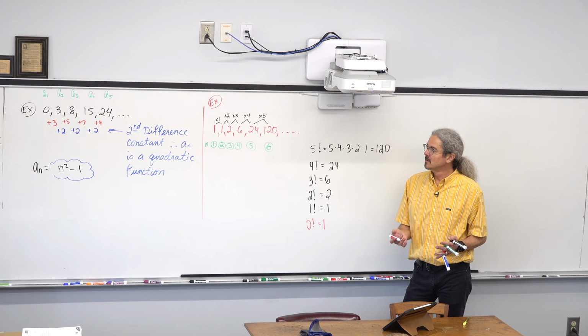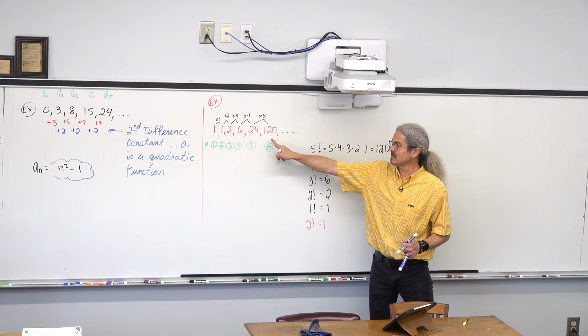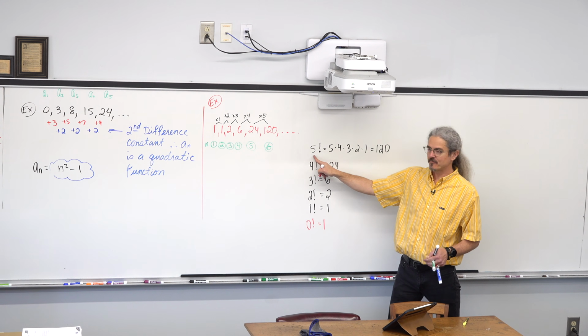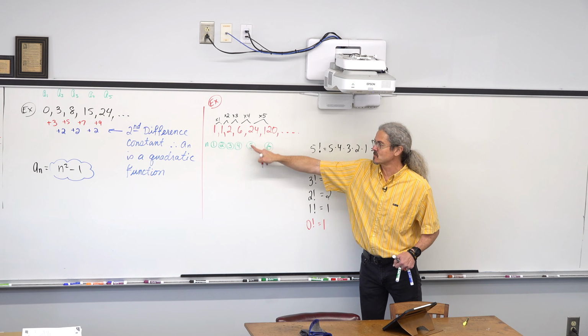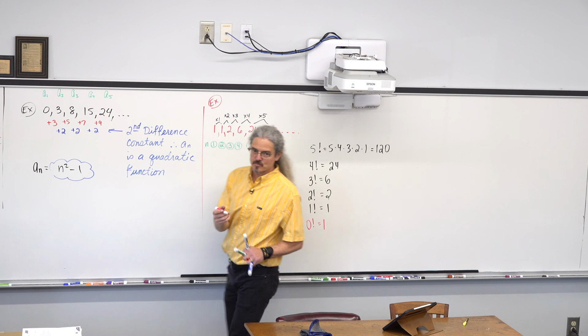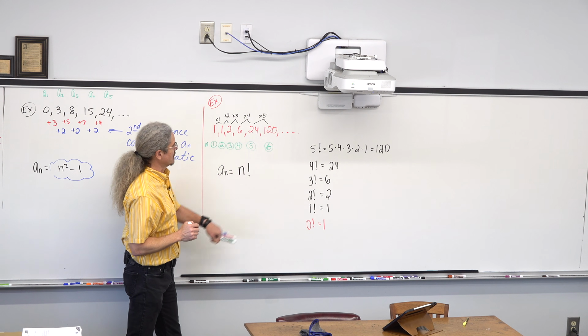So when n is 6, this is what factorial? 5 factorial. When n is 5, this is what? 4 factorial, and so on. So what do you think the a sub n expression is, ma'am? Okay, so that's what you think the answer is. Let's double check it. N factorial.